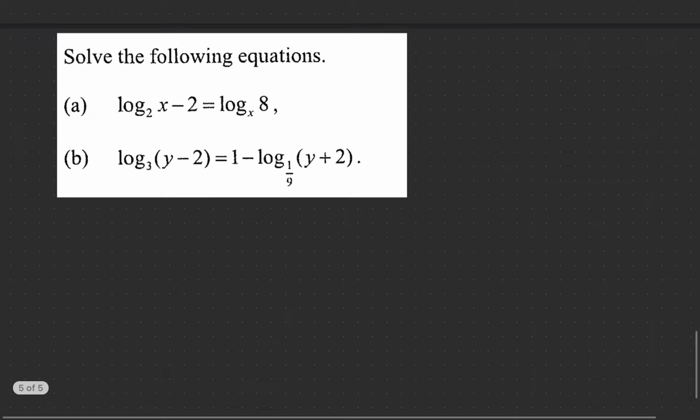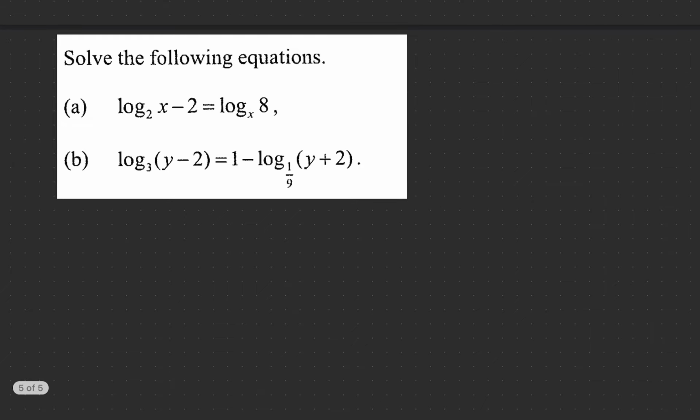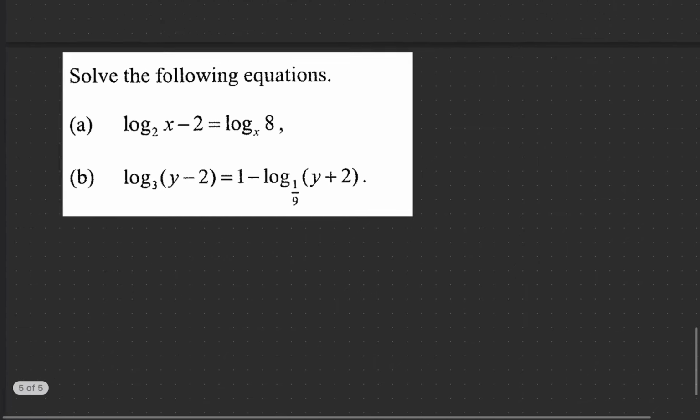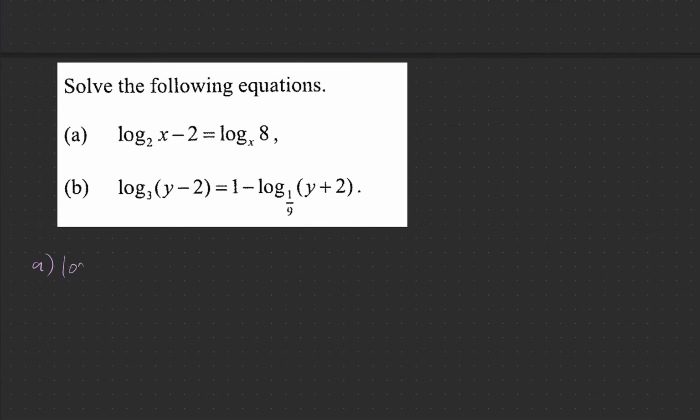Okay, solve the following equations. Take a look at it. Alright, let's try to do this. So we'll do part A first: log base 2 of x minus 2 equals log base x of 8.